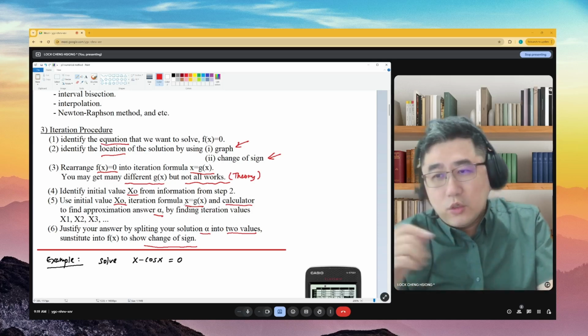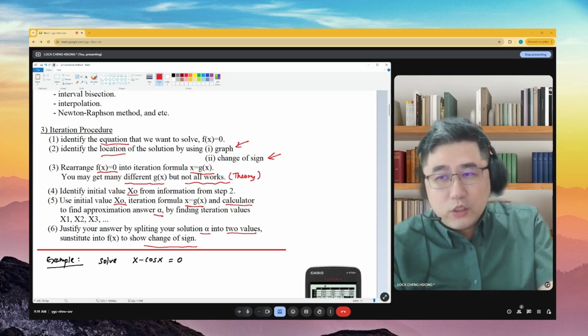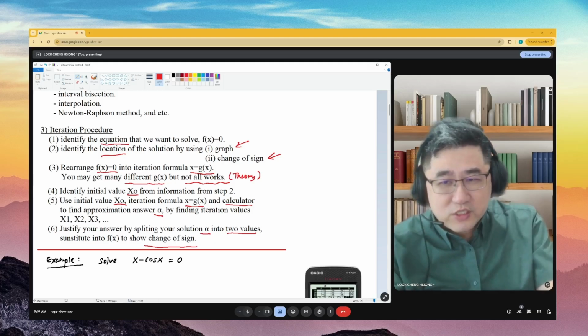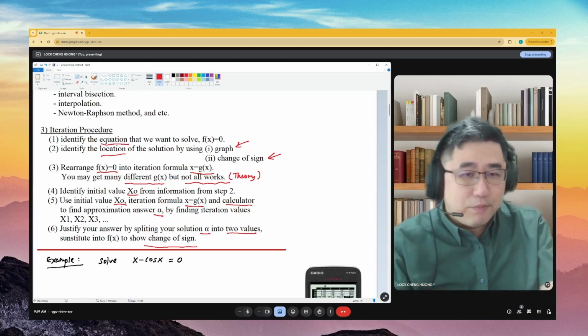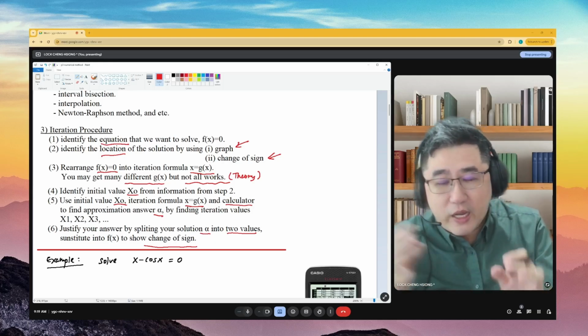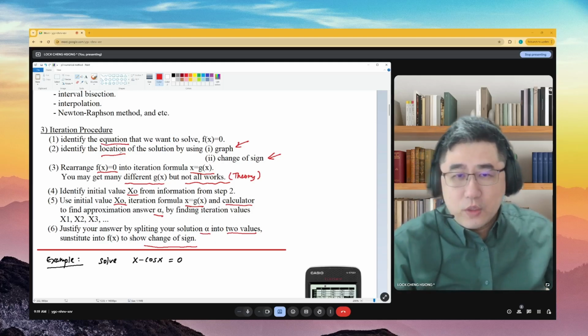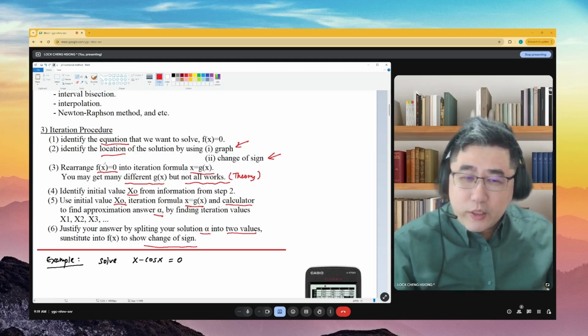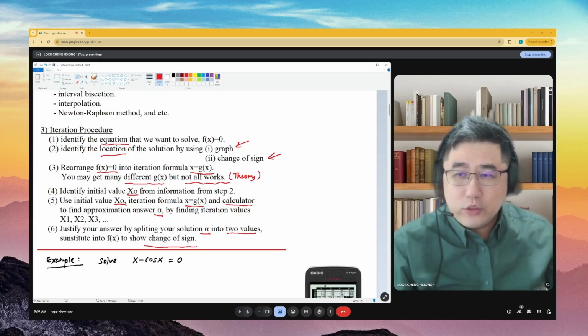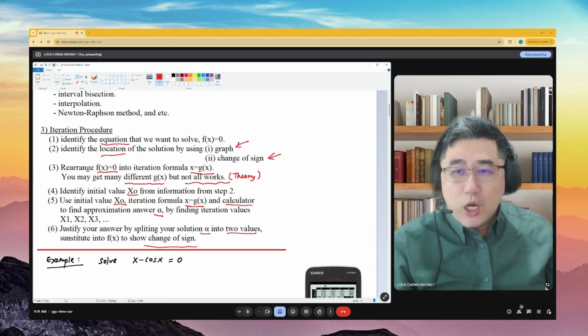So over here, the iteration procedure has a full step 1 to step 6, but during the exam, they may be asking for only certain parts of it. Please remember this. You may want to take a picture of this first, the 6 steps, before we go into the example.